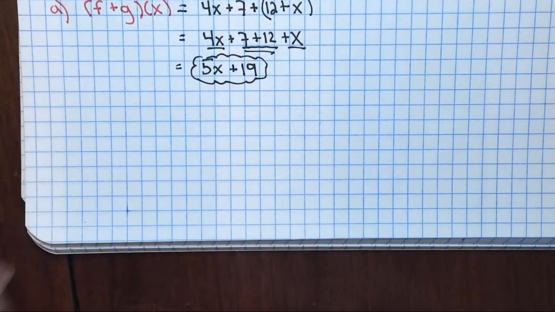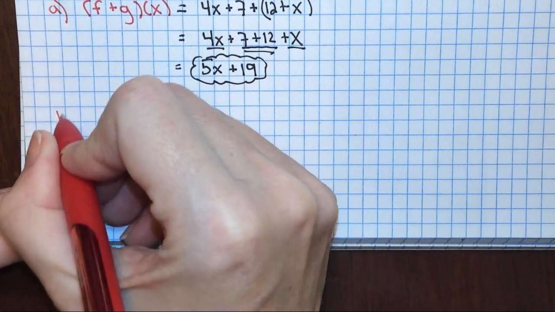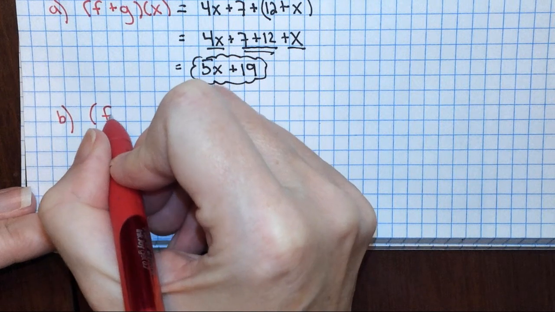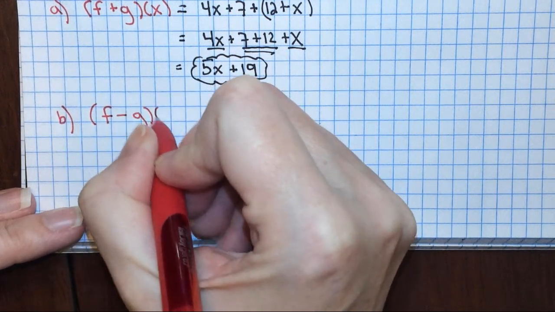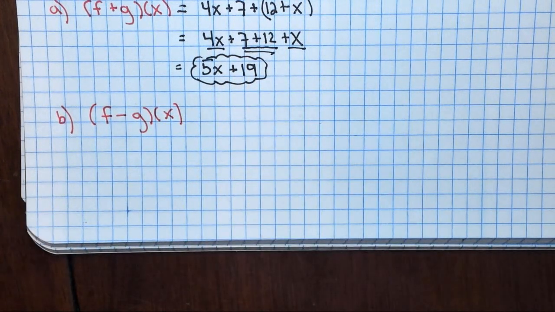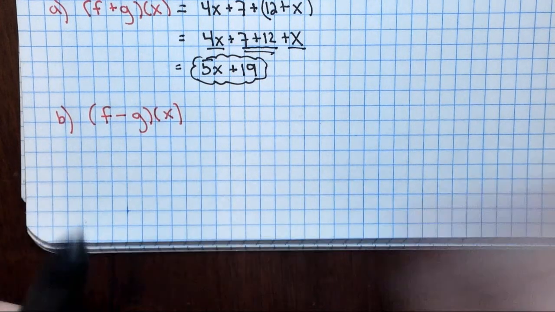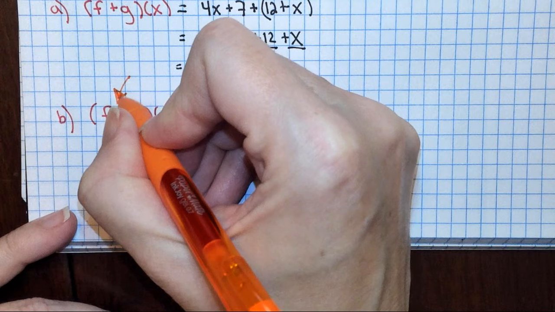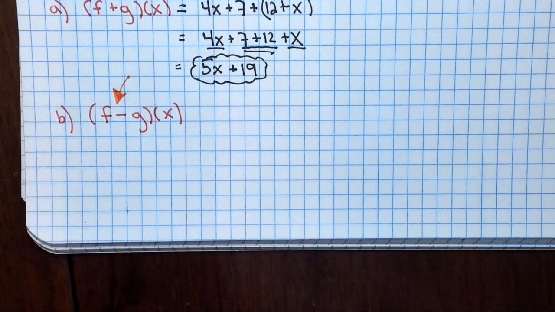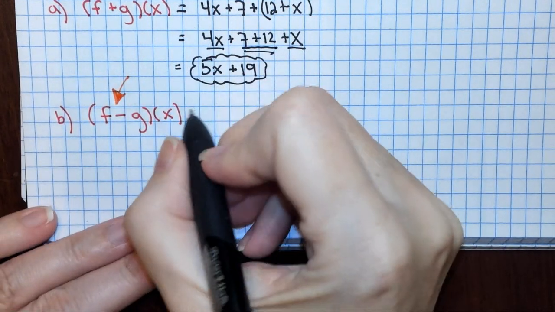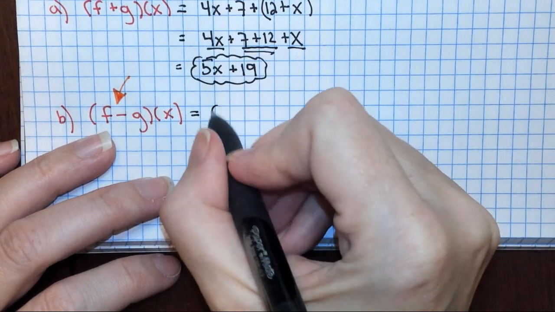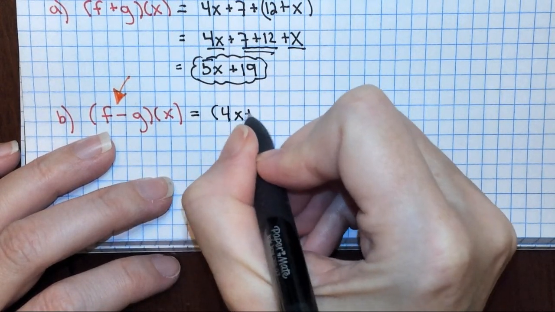Now I'm going to go look at b. Okay, and our b is going to be the trickier of the two, which is going to be (f − g)(x). Now, this is where a lot of you tend to ignore that subtraction sign, and that will get you into a lot of trouble every time. First, I'm going to take my f, and I'm going to write 4x plus 7.